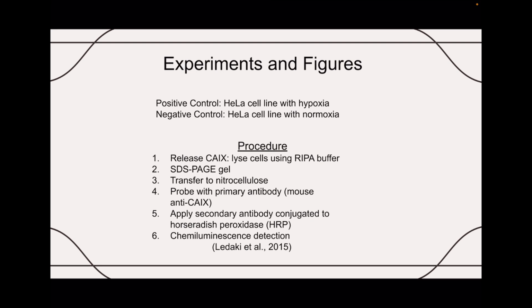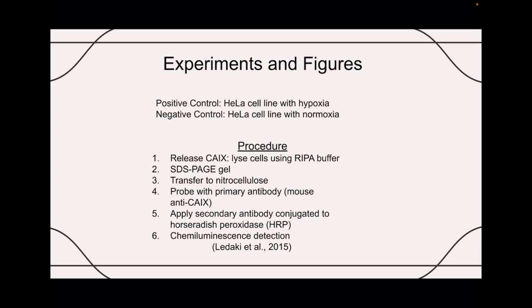So, like I said in the last slide, we're going to have a positive and negative control to compare our cells of interest to in our Western blotting. The positive control are HeLa cells treated with hypoxia, and our negative control is HeLa cells treated with normoxia, which is around 21% oxygen, and hypoxia being around 1 to 2% oxygen.